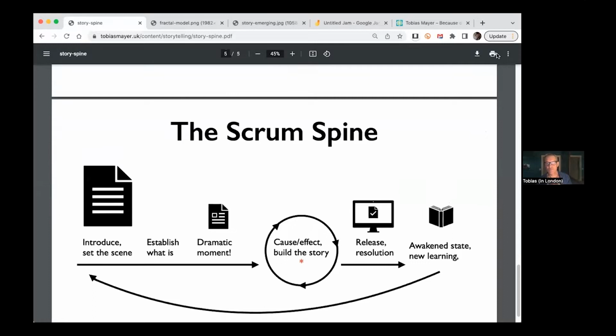So if you were doing a planning meeting, it's basically this section here. But what's happening in the planning meeting is that you're introducing it, like I said, with the product backlog and establishing where you are in the process right now. So what is your status quo? Your status quo is the product as is, right?